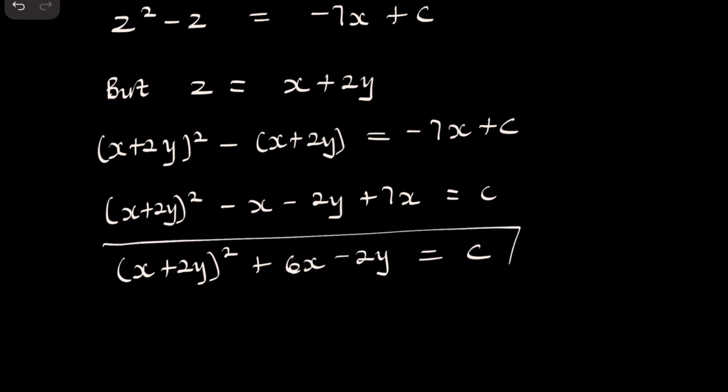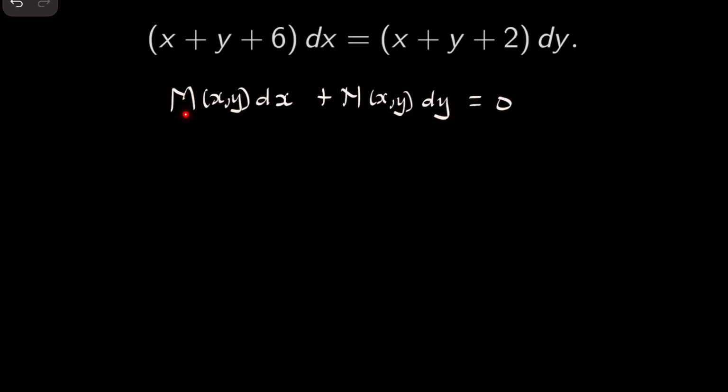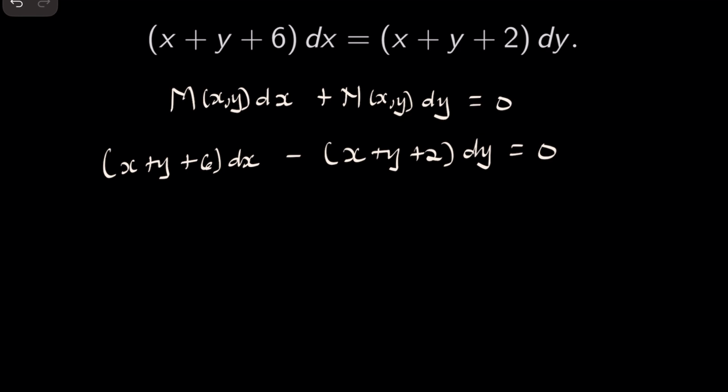With our second question, we have to solve the differential equation (x plus y plus 6) dx is equal to (x plus y plus 2) dy. We compare our given differential equation to M(x,y) dx plus N(x,y) dy. And so here we must have the right hand side to be 0, and so we need to move this expression to the left hand side. And so we are going to have (x plus y plus 6) dx minus (x plus y plus 2) dy is equal to 0.